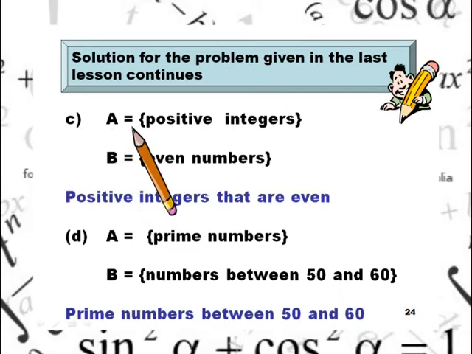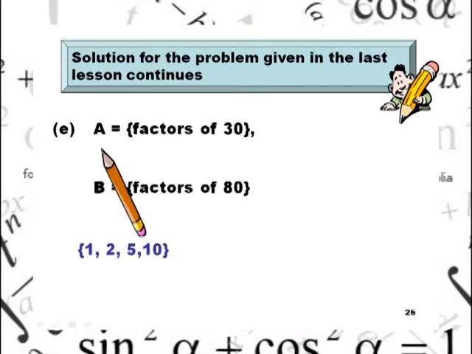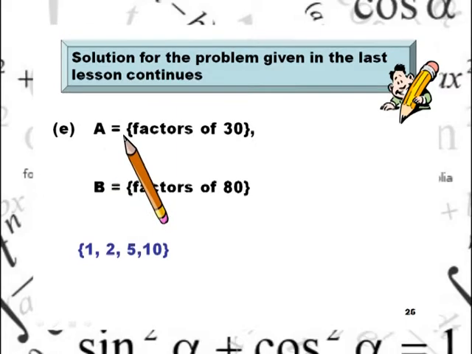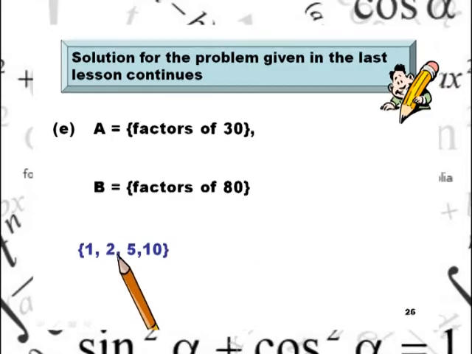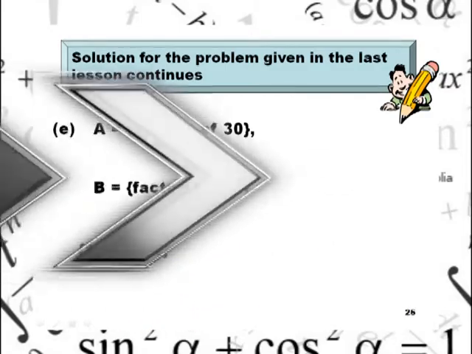C. A, set of positive integers. B, set of even numbers. Positive integers that are even. D. A, set of prime numbers. B, set of numbers between 50 and 60. Set of prime numbers between 50 and 60. E. A, the set of factors of 30. B equals the set of factors of 80. 1, 2, 5, 10.